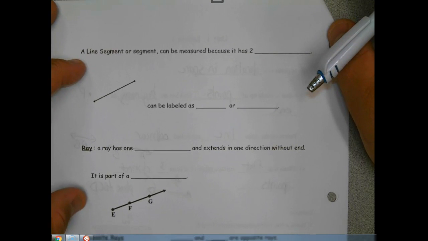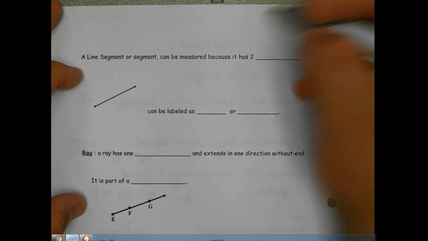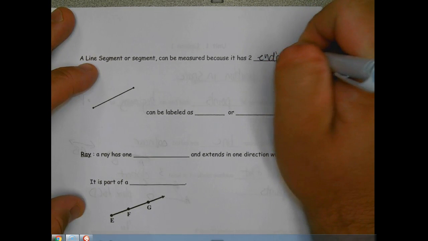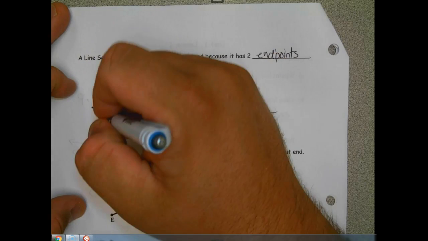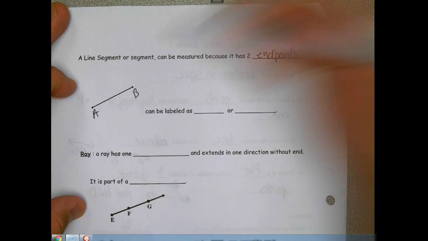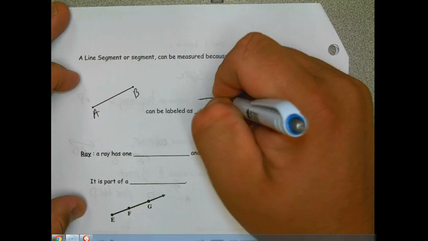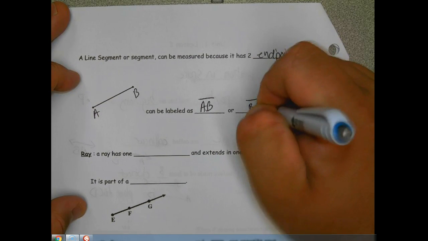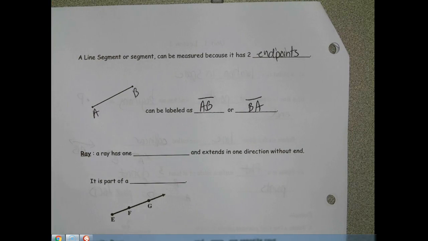A couple other definitions, things that you should probably already know. A line segment can be measured because it has 2 endpoints. And so if this has an endpoint at A and an endpoint at B, then we can say that this is line segment AB, or we can say this is line segment BA. That's important. A line segment and a line can go either way.